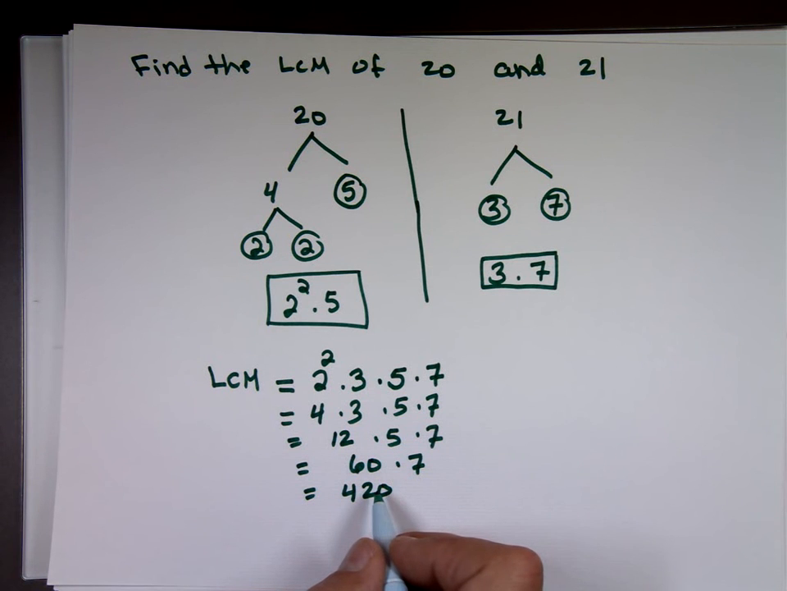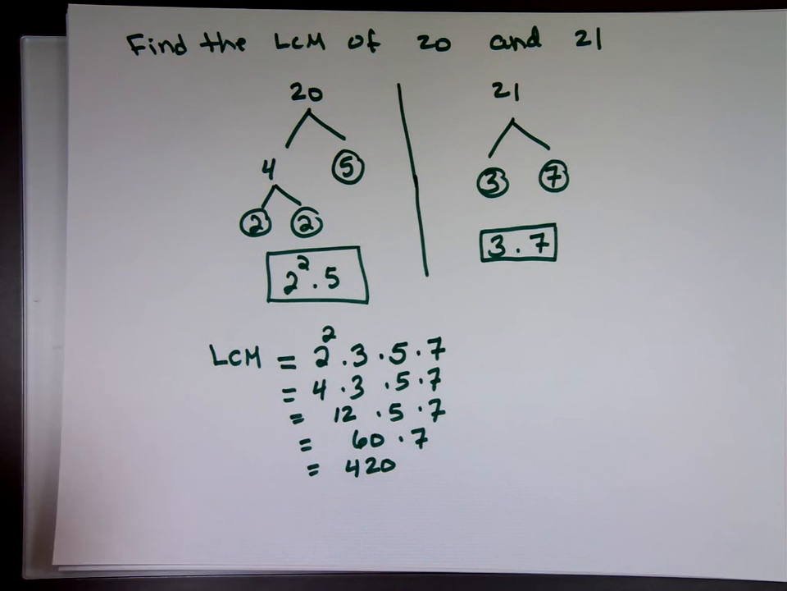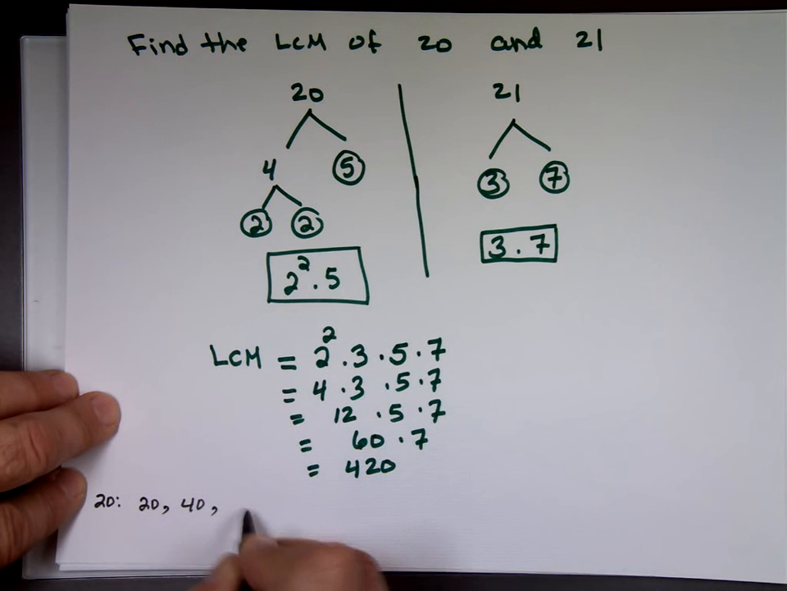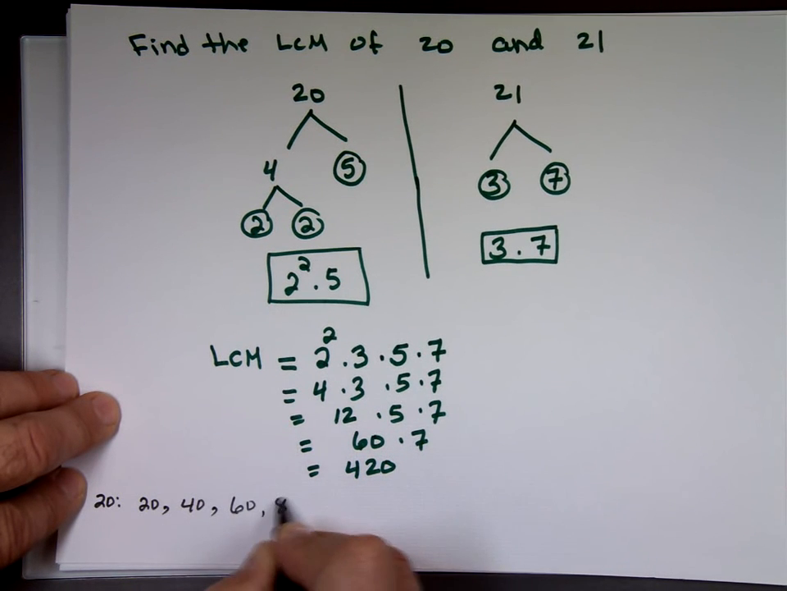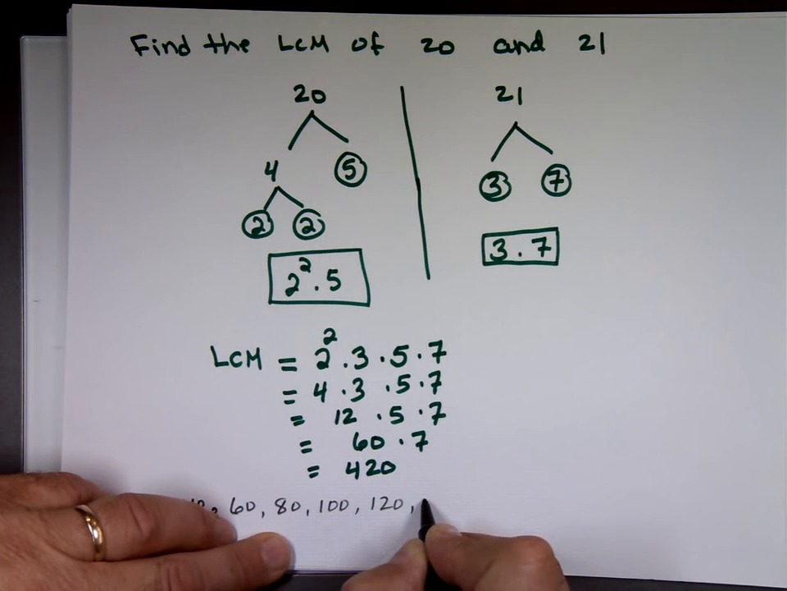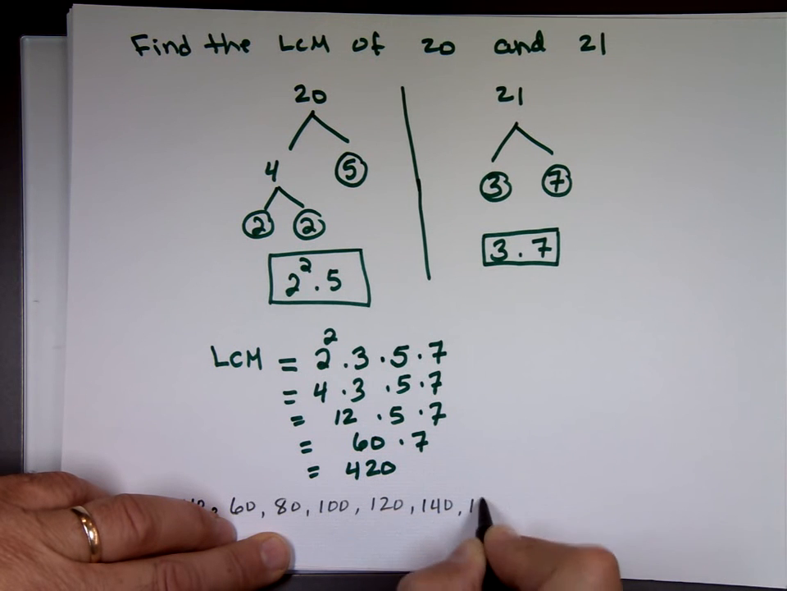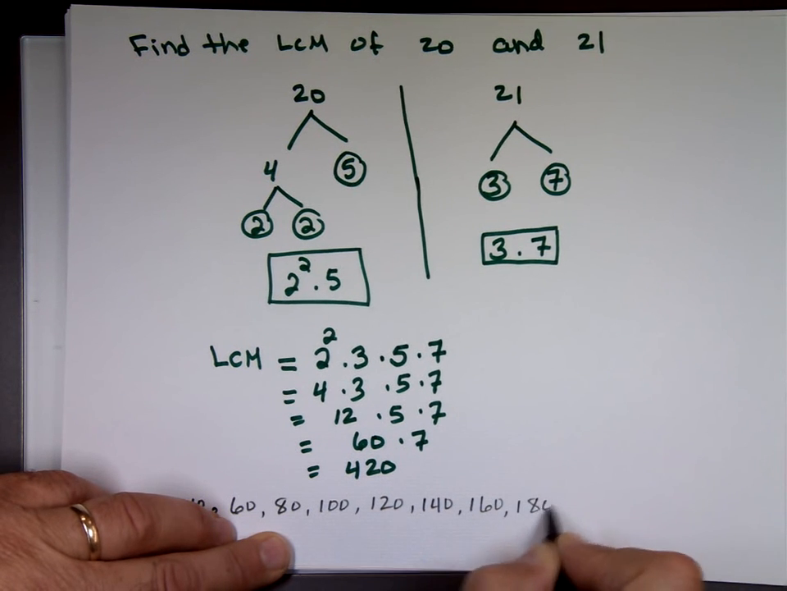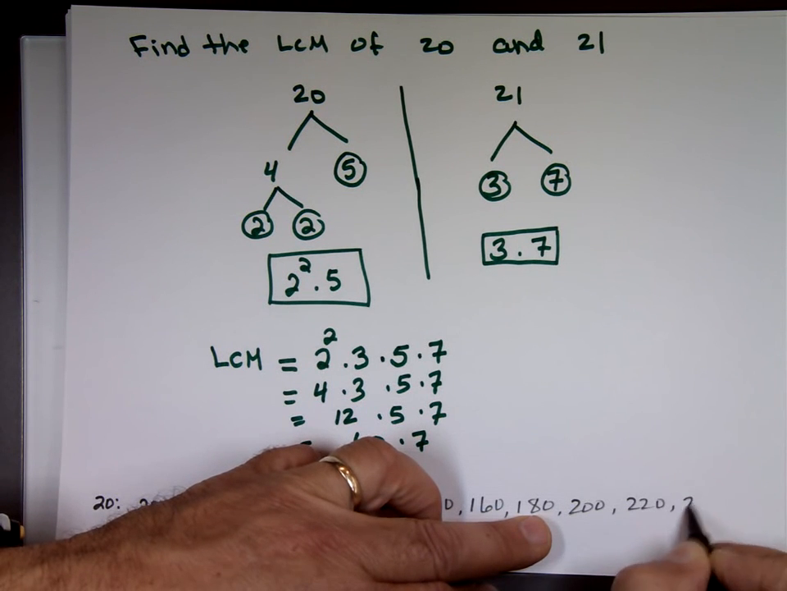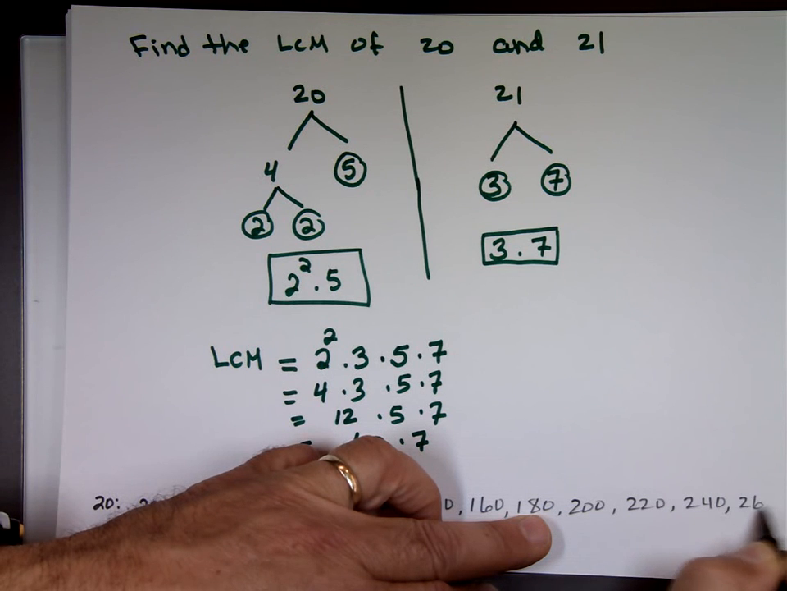Now, just to give you an idea, if you decide to do it the other way by listing the multiples. Ready for this? Watch this. Let's take the 20. What's 20 times 1? 20. What's 20 times 2? 40. 20 times 3? 60. 80. 100. 120. 140. 160. 180. 200. 220. 240. 260. You still need another page just to get to the 420.